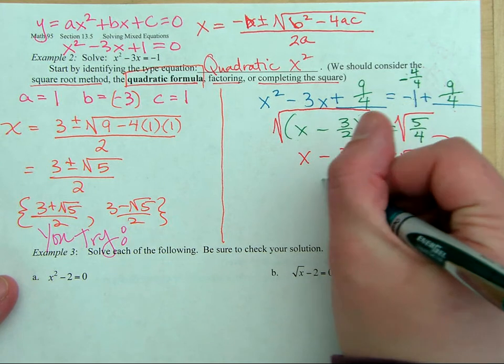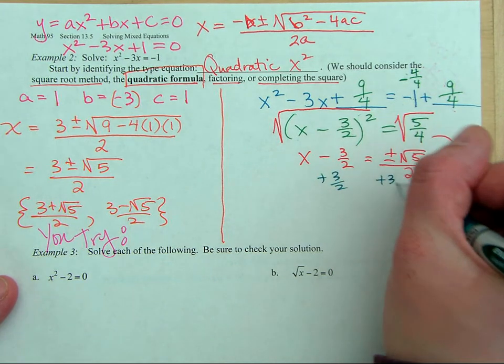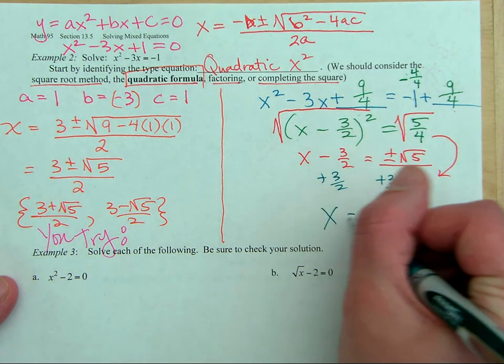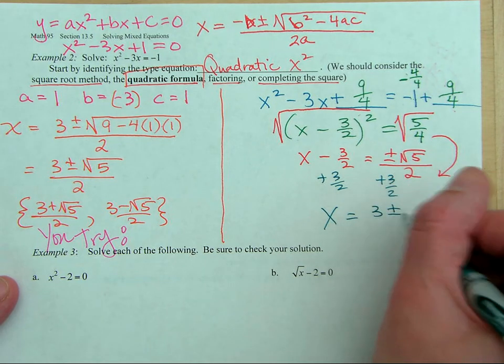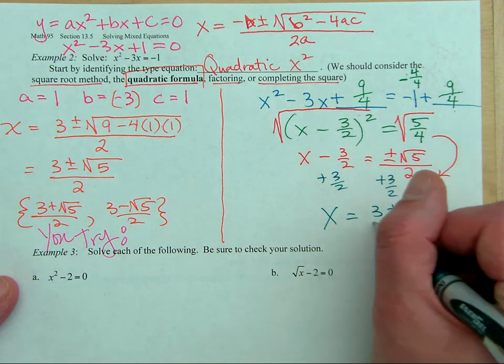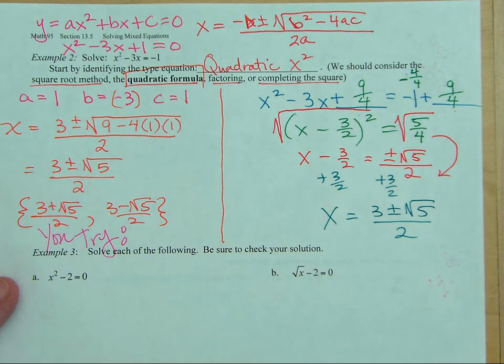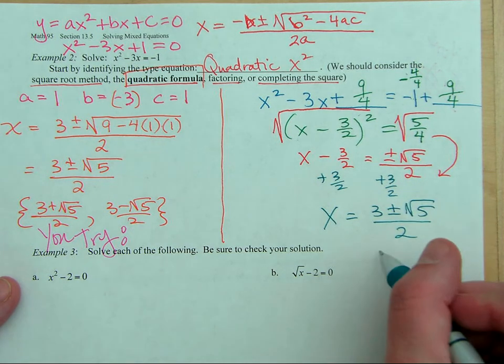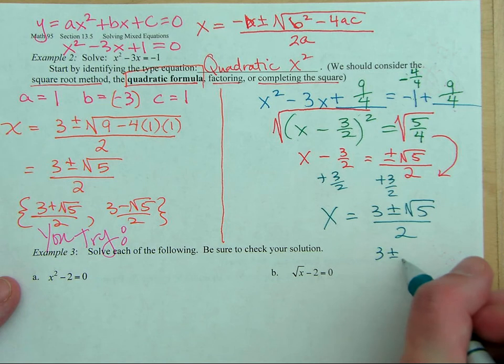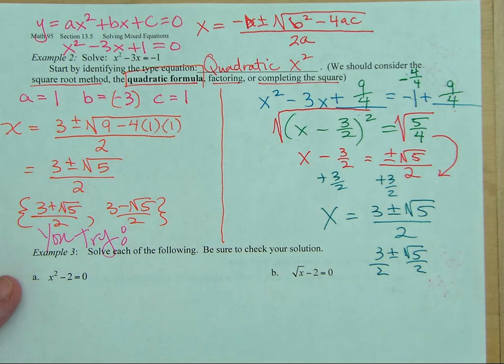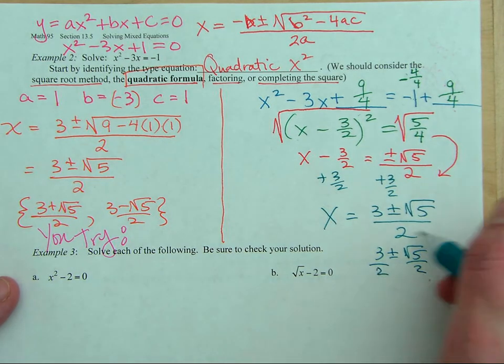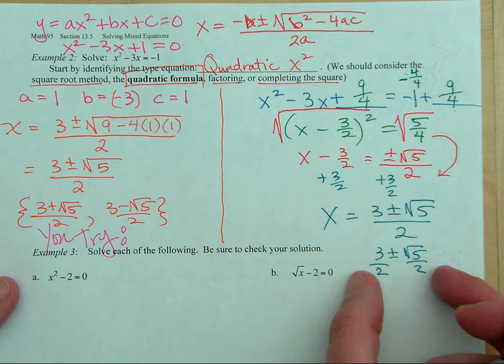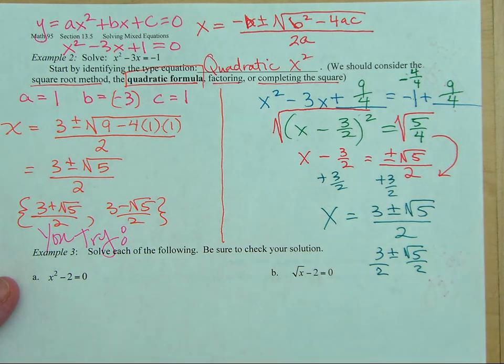Yes, add 3/2 to both sides. So I get x equals 3 plus or minus the square root of 5 over 2. Same thing, right? I just use the fact that they have a common denominator to put them under the same. That's the same thing as 3 plus or minus square root of 5, you could have them both over 2. It's the same thing, right? I'm just dividing 2 into both, but if I have a common denominator, I can add or subtract the numerators.